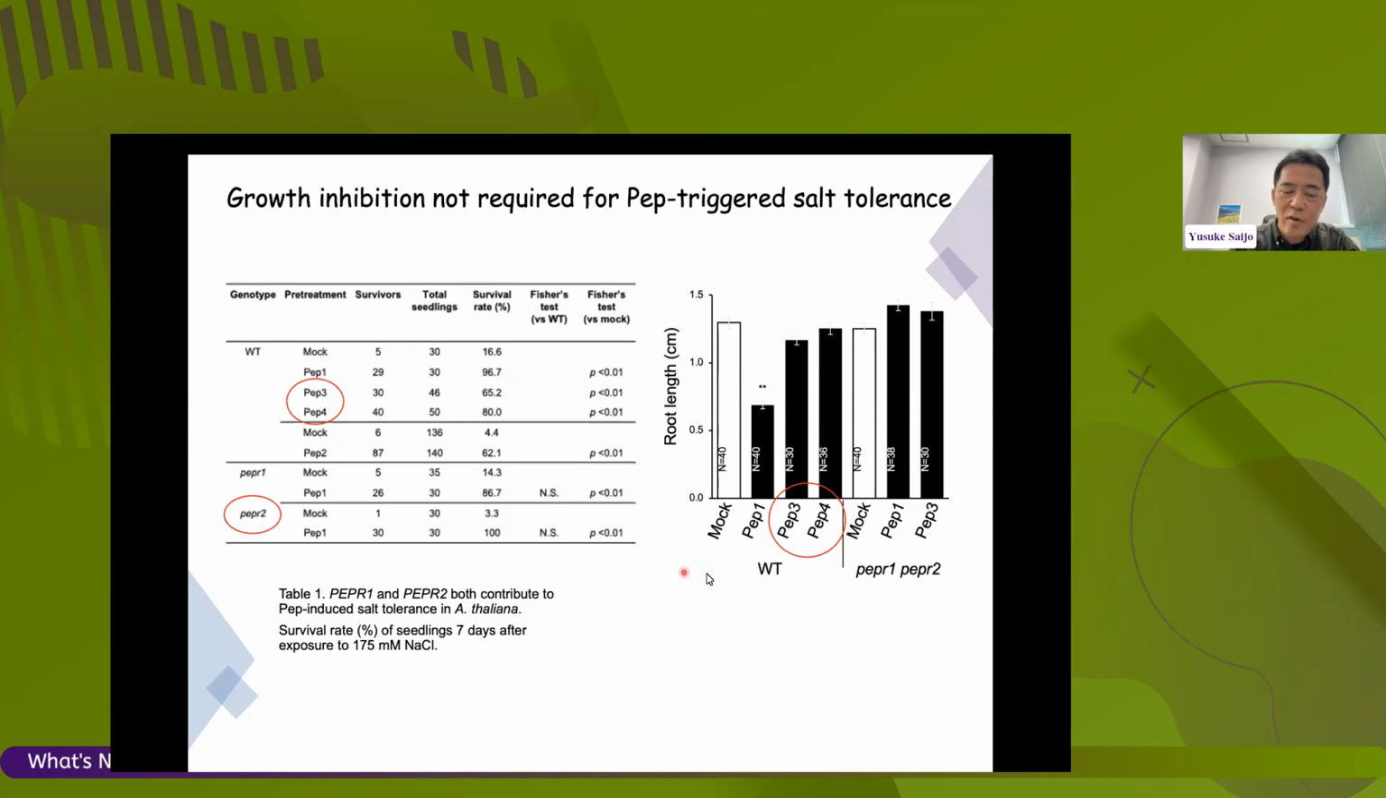Also, root growth inhibition in response to peptide is mainly dependent on PEP receptor 2. So these single mutants retain growth, but can still acquire significant salt tolerance. This indicates that both PEP receptors contribute to salt tolerance in response to PEP peptide, and also that growth inhibition is not required for salt tolerance, PTST.